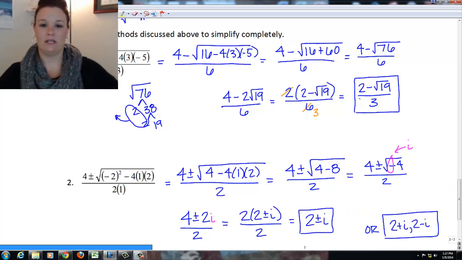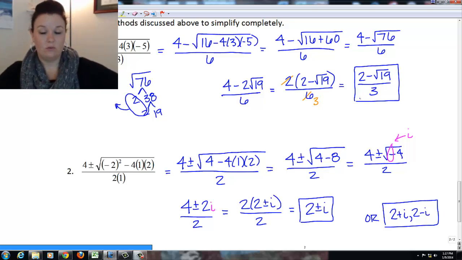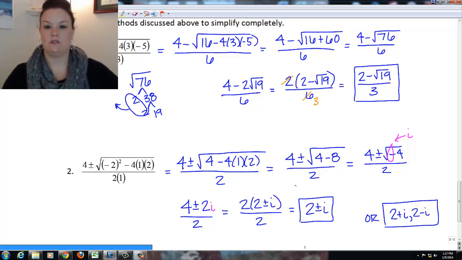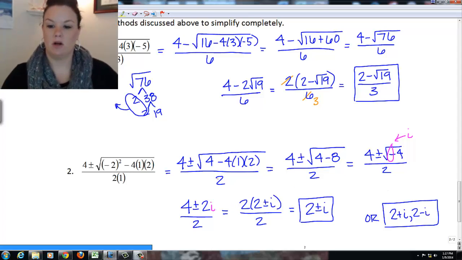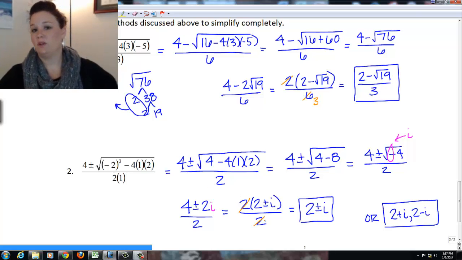On the second one, we simplify and we end up with a negative under the radical, which means we take out an i. And then just like the last example, all terms are going to be reducible by 2. So again, I factored out a 2 on top here and then reduced the 2, which I forgot to make my marks showing that I reduced. There we go. All right, you can write it as 2 plus or minus i, or in MyMathLab it might have you separate it into 2 plus i and 2 minus i.